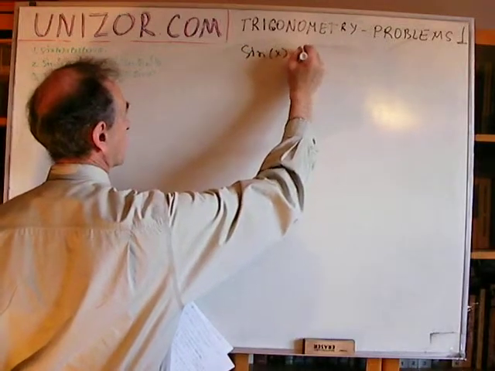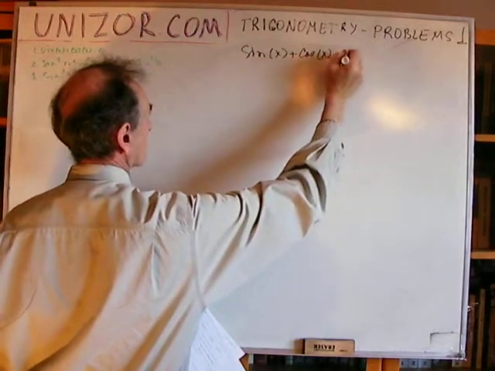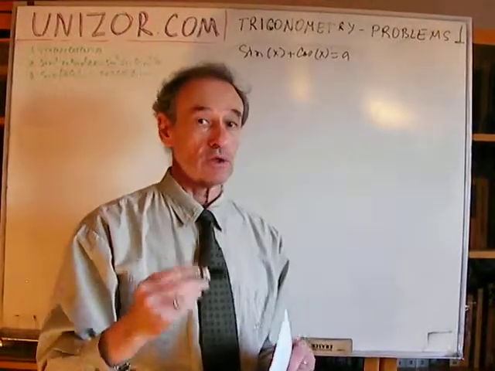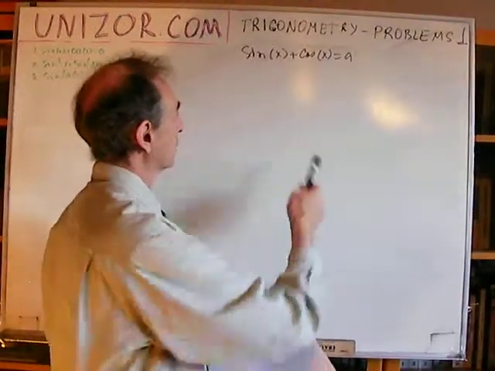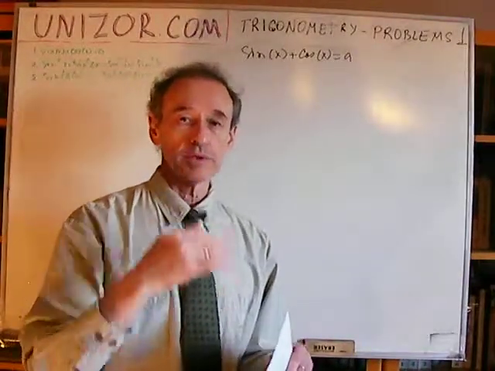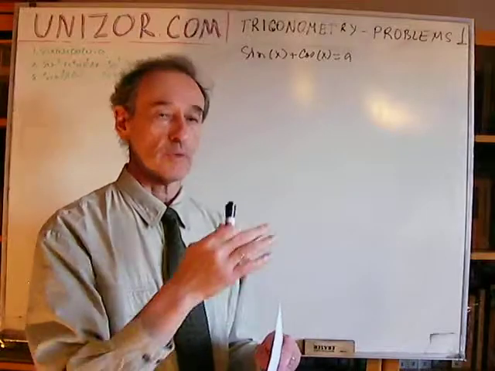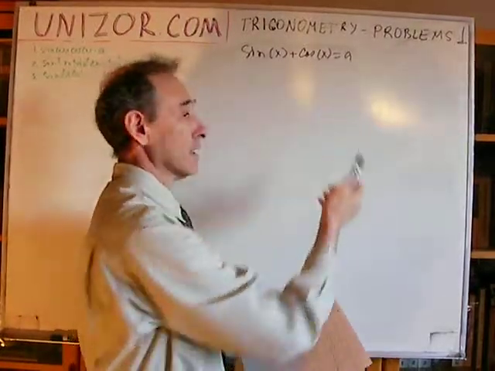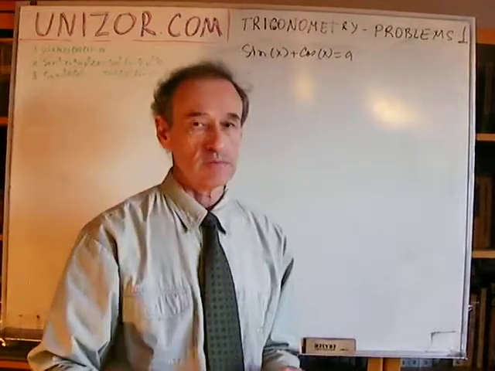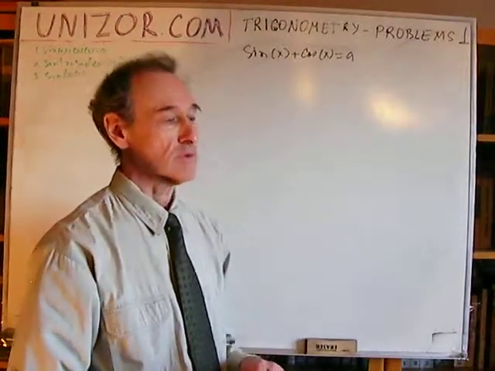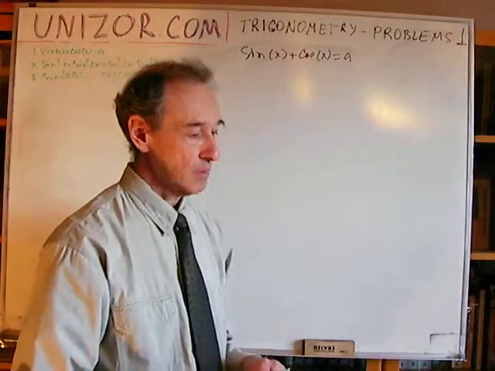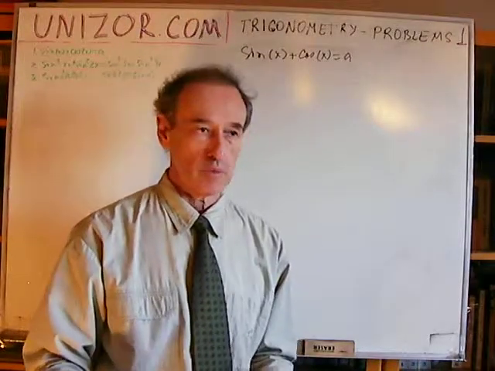Sine of x plus cosine of x equals a. Well, obviously a cannot be anything. As we know, sine and cosine are limited. They're from minus 1 to 1, so a cannot be 25, for instance, obviously. Actually, the boundaries of a are much tighter, which you can derive. But anyway, how to solve this particular equation?